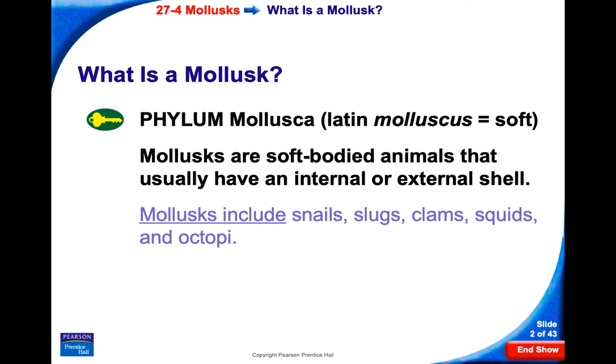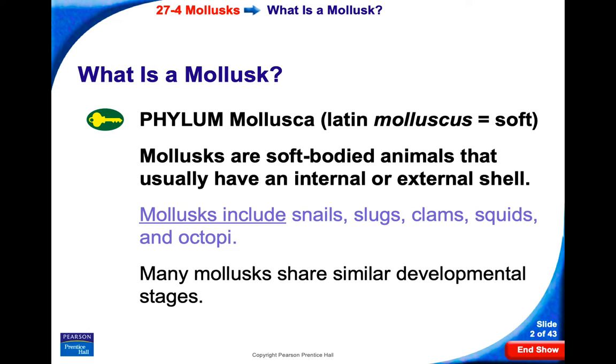Okay, so mollusks come in a wide range. Snails, slugs, clams, squids, and octopi all fall under the phylum of mollusk. If you've seen a lot of these things, you know that they are very diverse in the way that they look. Some of them have shells, some of them don't. So it's a little odd that they're all lumped together, but it has a lot to do with developmentally. There's some similarities there. Many mollusks within this wide range share similar developmental stages, and we'll talk about that later on when we get to the reproduction area of these notes.